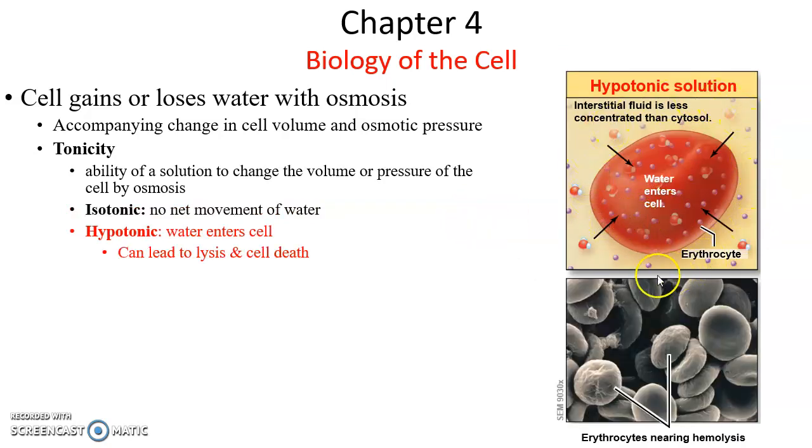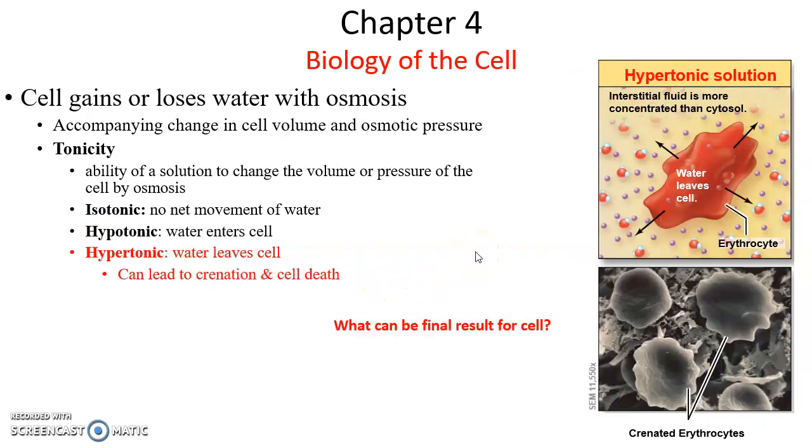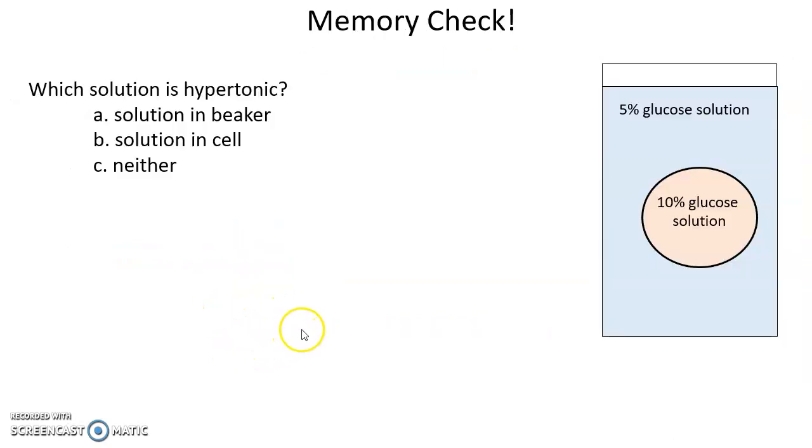Hypotonic, the solution the cell is in is much more dilute than the solution inside the cell. Hypotonic means lots of water outside of the cell, so the water is going to go into the cell. It's going to cause the cell to swell and eventually lyse or burst, which is cell death. And then hypertonic. Hypertonic, the solution outside is much more concentrated than inside the cell, so water will leave the cell, entering the surrounding solution. This will cause the cells to crenate or shrivel and eventually cause the cells to die. So cells want to be in an isotonic solution.